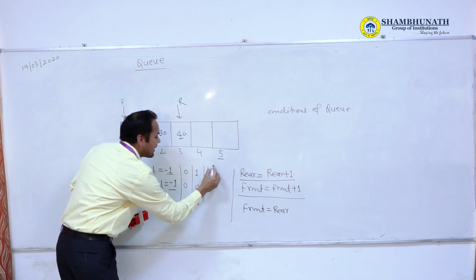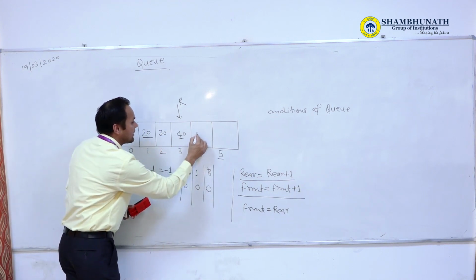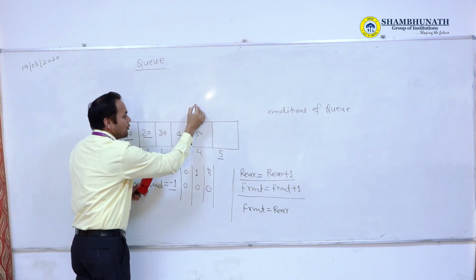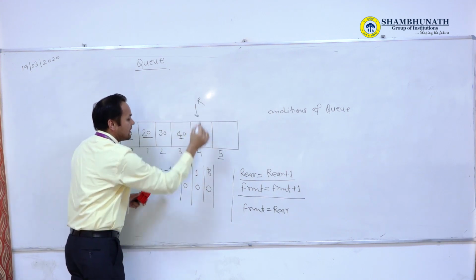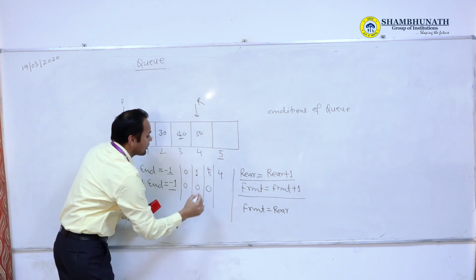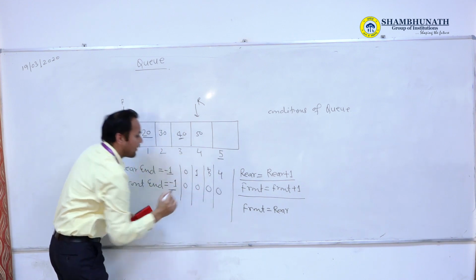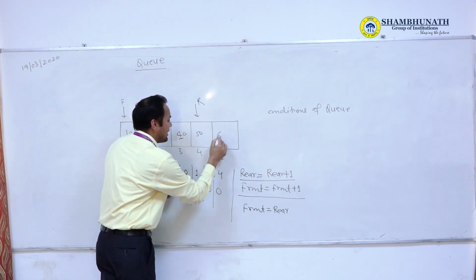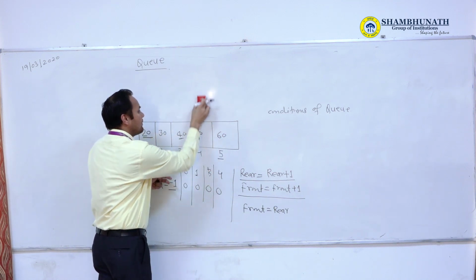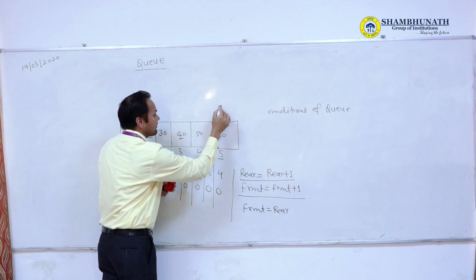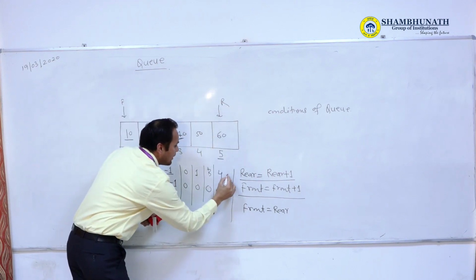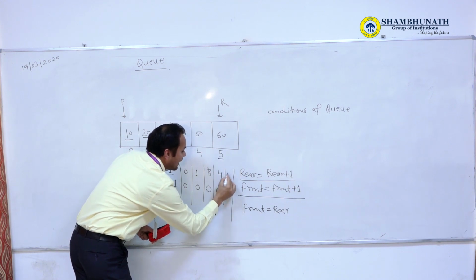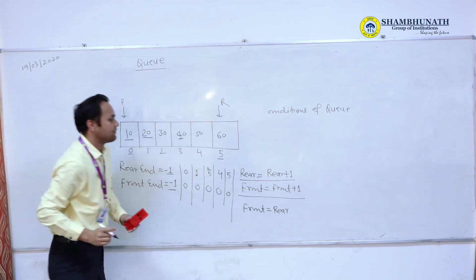The user wants to insert an element here. Rear will show there: R is 4 and front is 0. And the data element is 60. R goes there. The front is 0 and R is 5.